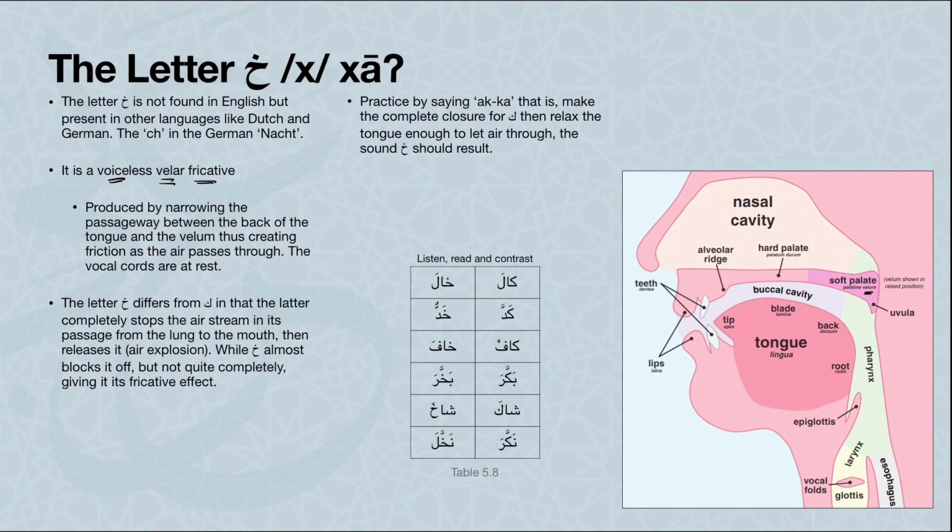Now, how do we produce the sound? It's very simple. We produce the sound by narrowing the passageway between the back of the tongue and the velum, thus creating friction as the air passes through. So, the vocal cords are addressed because it's a voiceless sound. Voice cords have nothing to do with producing the sound.